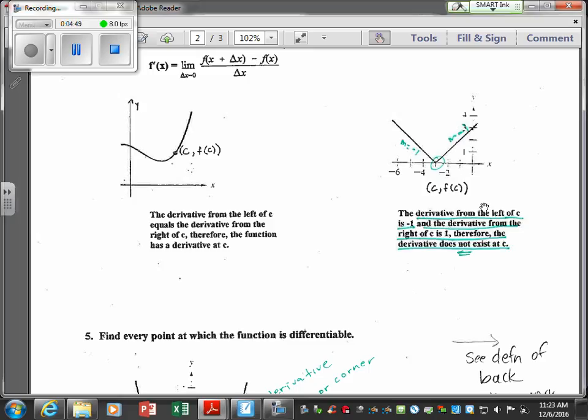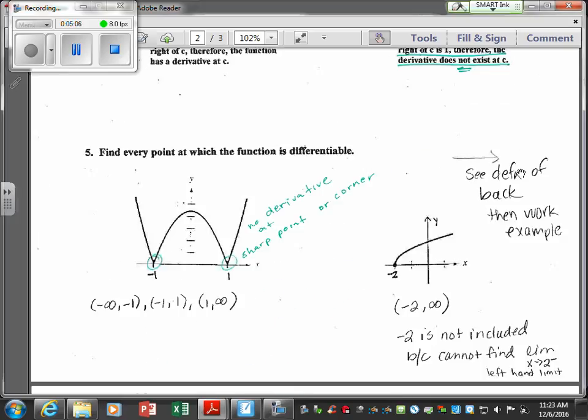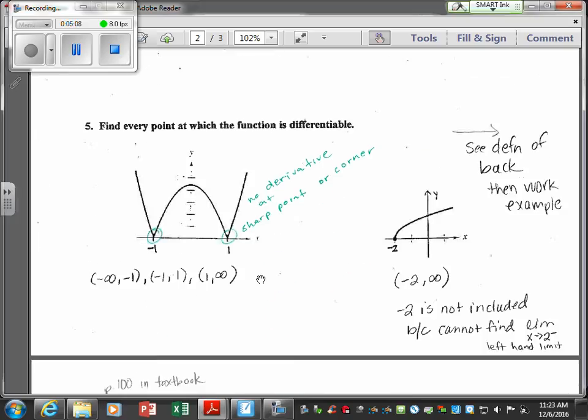If you look at the derivative from the left of c, we found the slope of the tangent line there to be -1. Coming from the right, it was positive 1, so the derivative from the left is negative 1, the derivative from the right is positive 1, therefore the derivative does not exist at c. An example of a cusp or a sharp curve right here, so no derivative at a sharp point or a corner.